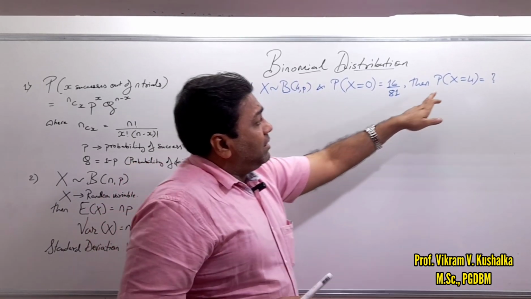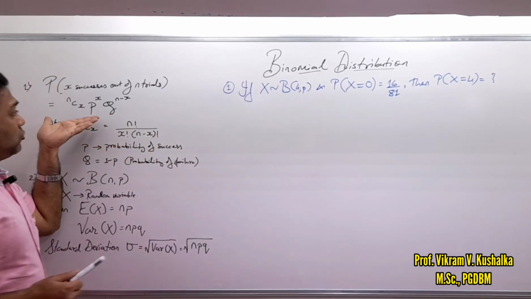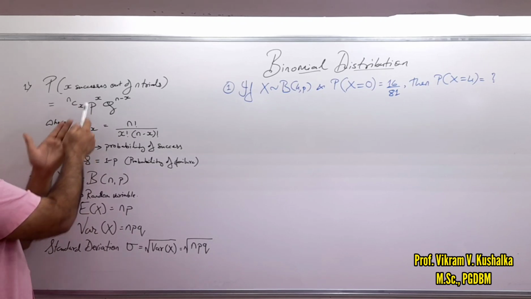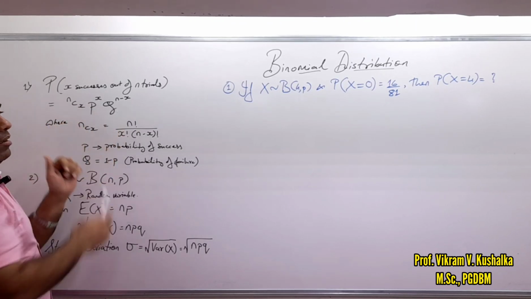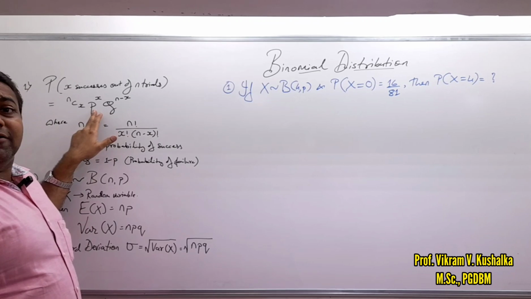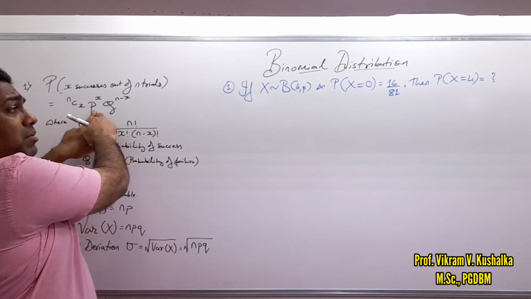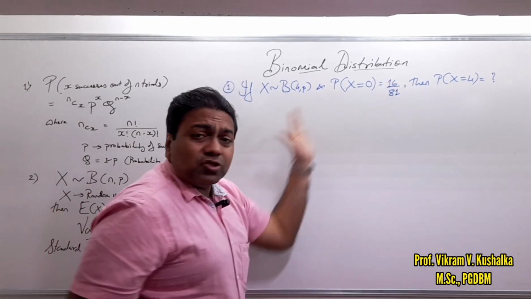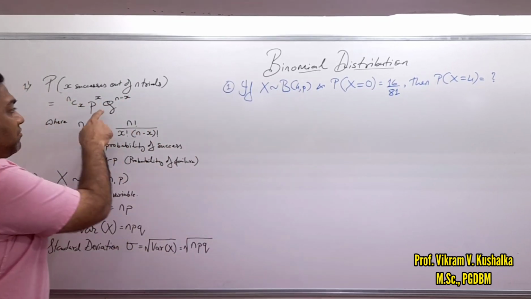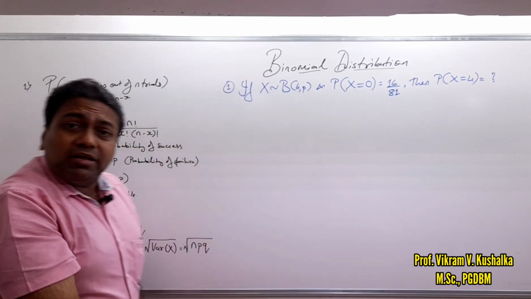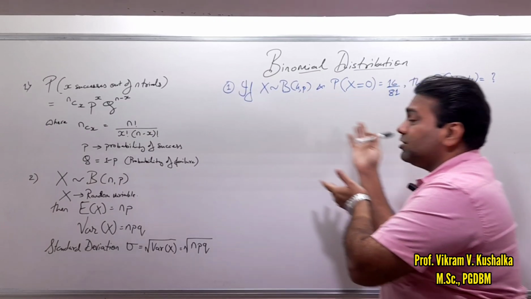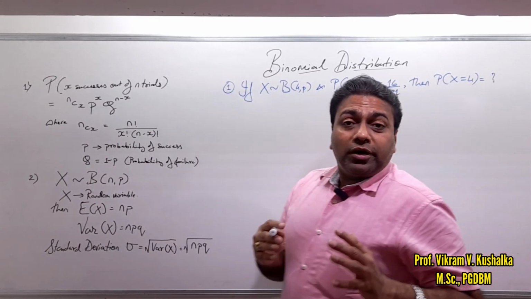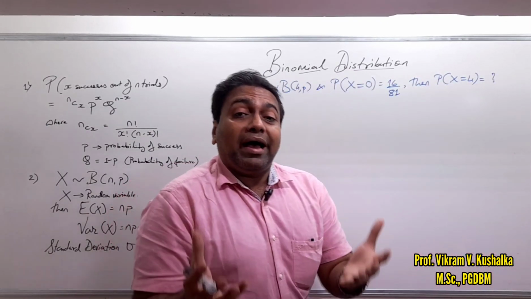Now you may think, if I want to find P of x equals 4, I am going to use this formula, NCX P to the power of x Q to the power of n minus x. But do I have the value of the probability of success P? I don't have it over here. It's not given, it's only P. Do I have the value of the probability of failure? It's not given over here either. So what do I do for this question? You are supposed to look in the question, what do you have with you?